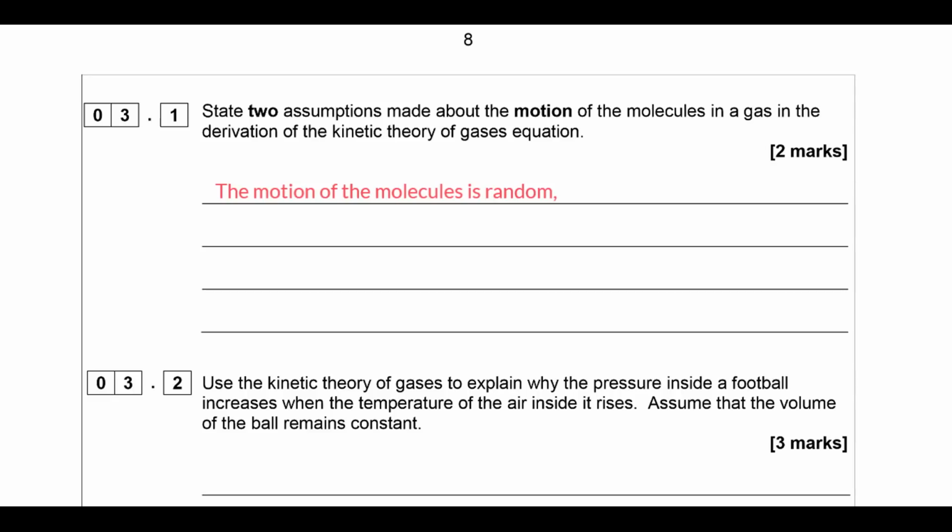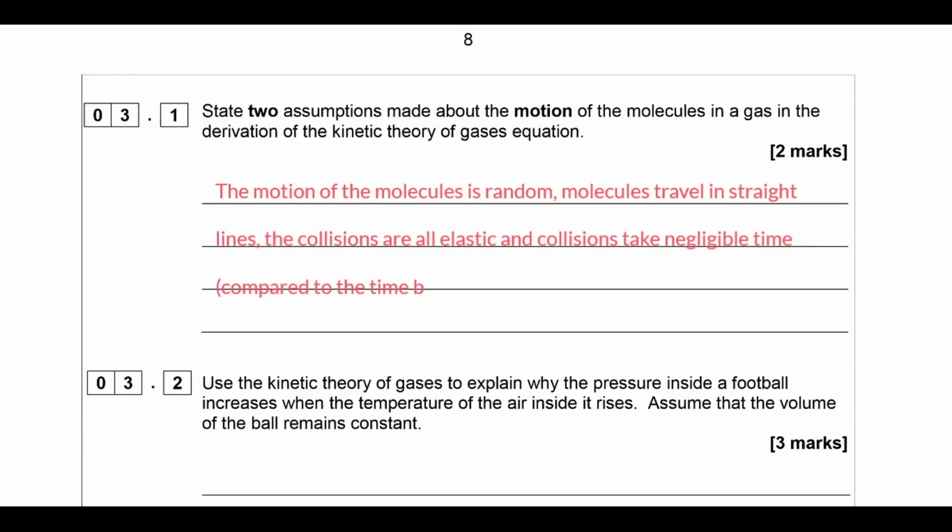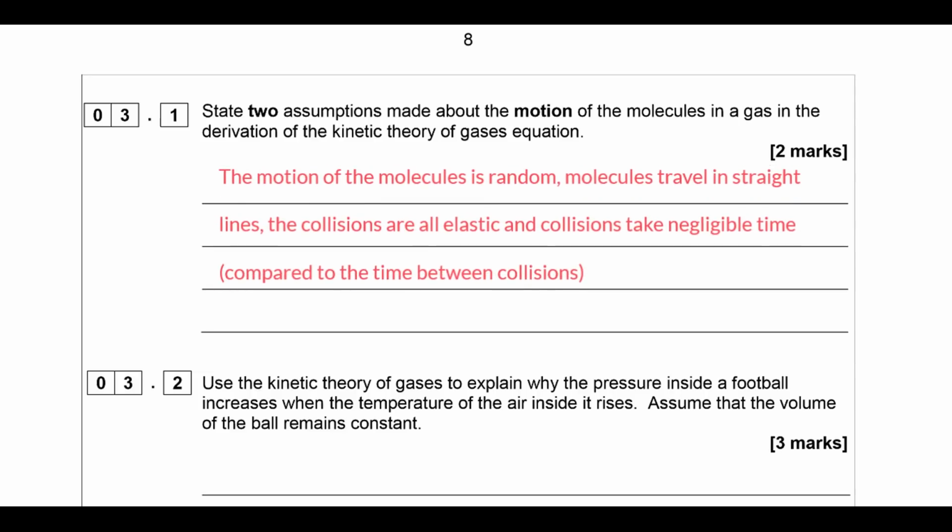So the motion of the molecules is random. The molecules travel in straight lines. The collisions are all elastic. And the collisions take negligible time. And that's specifically compared to the time between collisions. Okay, so those are the assumptions made in terms of the kinetic theory model. These are things you should be familiar with from going through that process.